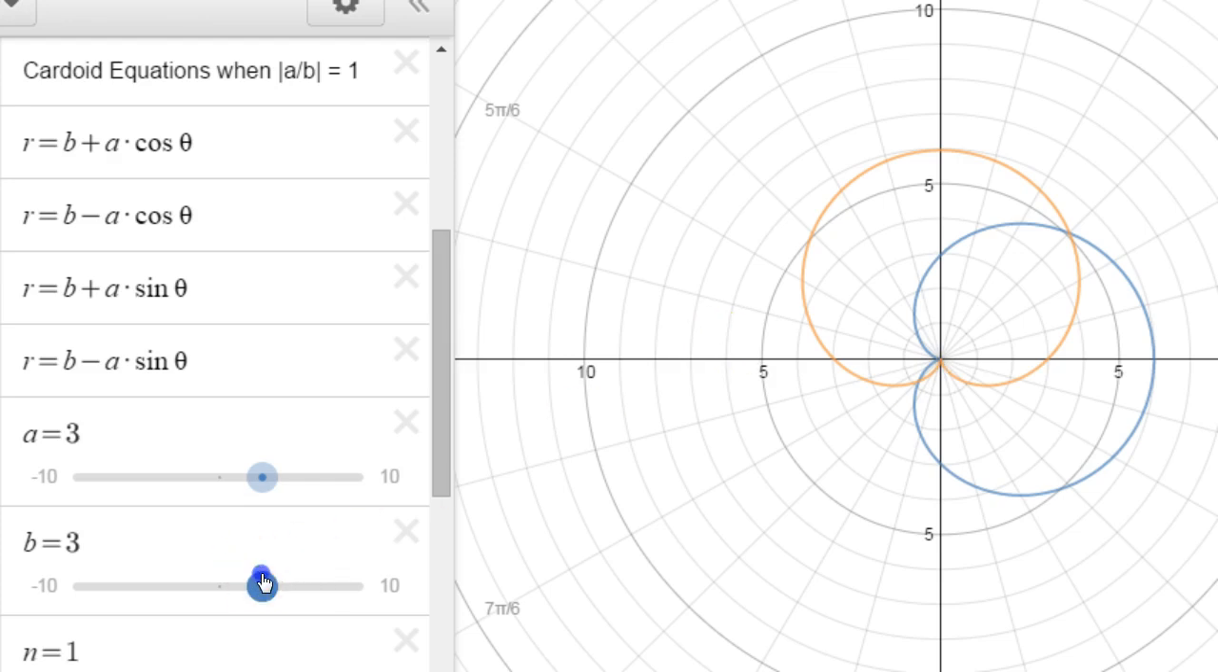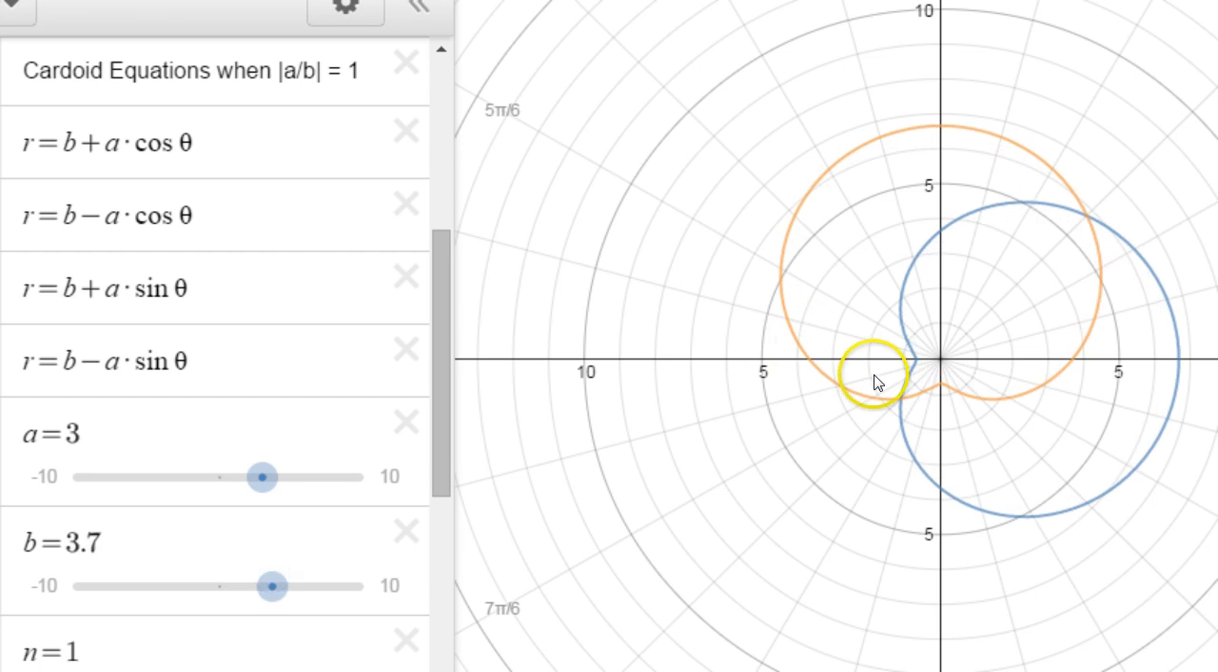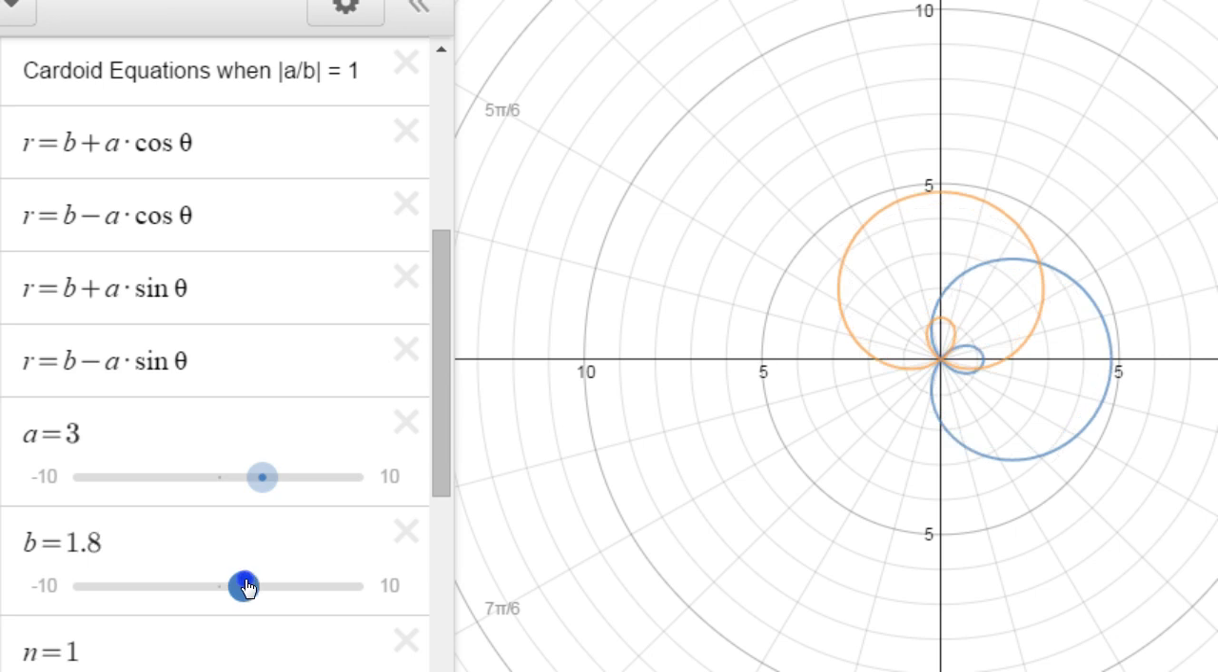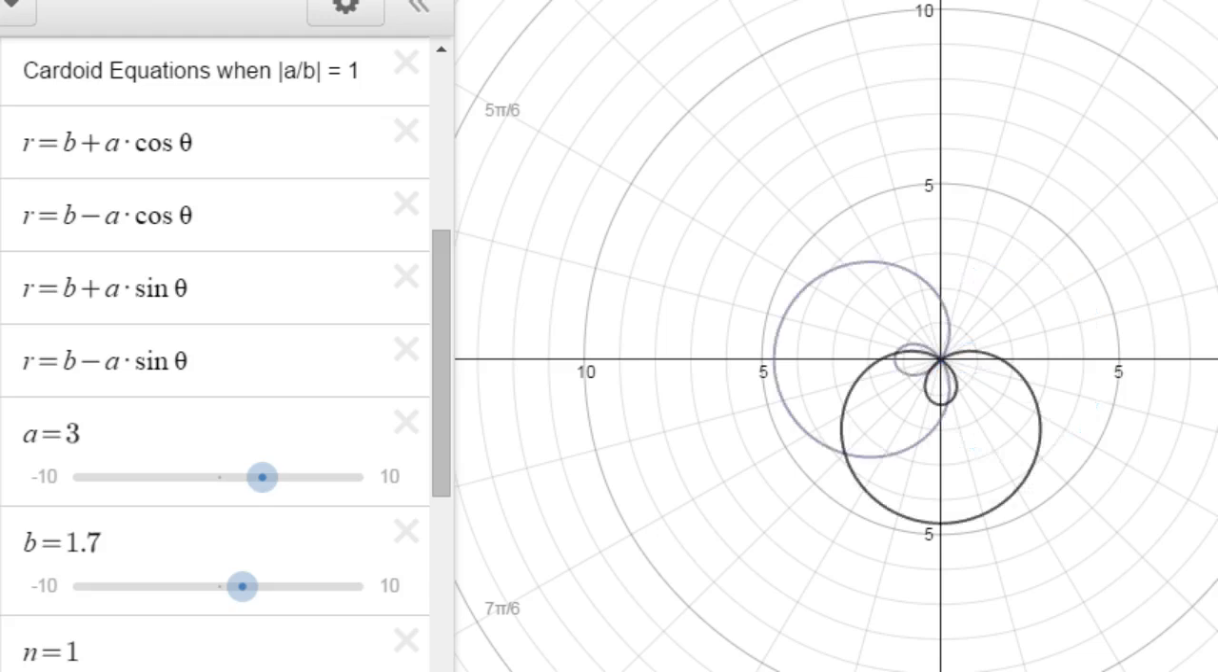But if I make b bigger, the butt part doesn't touch it, and it becomes a limaçon again. So this is a limaçon, and this shape where it goes inside is a limaçon as well. So there's the differences between those two types of graphs. And as you can see, I can do the same thing when I do the pluses and the minuses. That's some really cool stuff that you can work with right there.